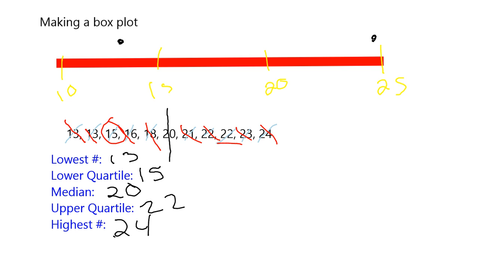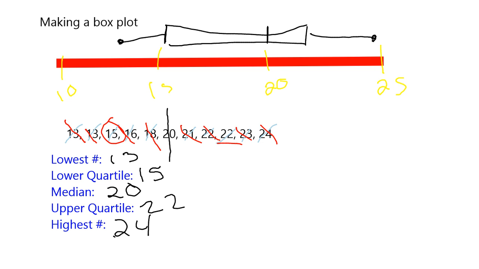My lower quartile is going to be a line because it's part of my box. Median of 20 is part of my box, so it's a line. And my upper quartile of 22 would be a line because it's part of my box. And then you just connect the box, and then you draw your whiskers.